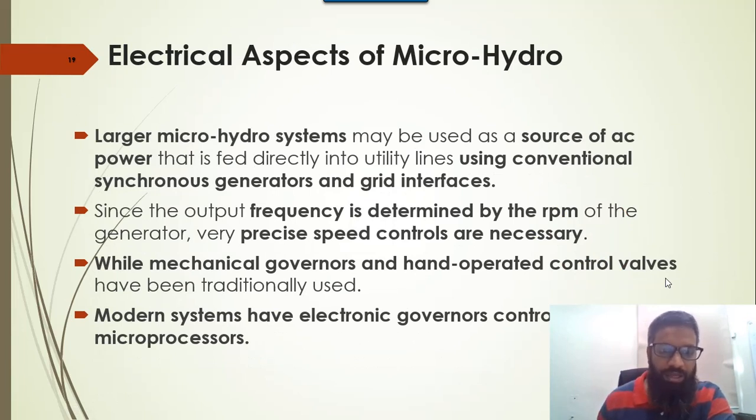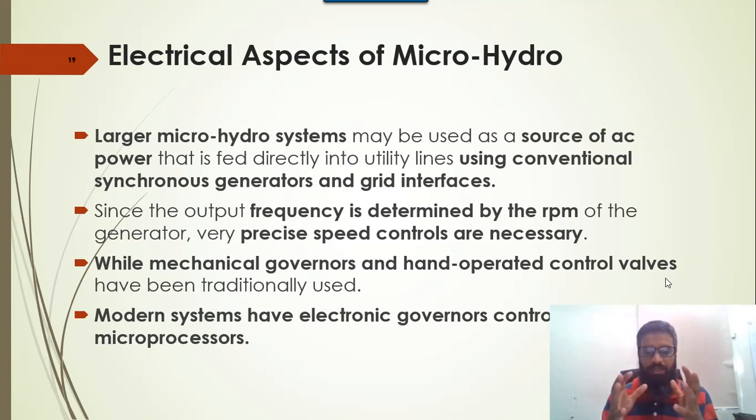Now, the large micro hydro system may be used as a source of AC power that is fed directly into the utility lines using conventional synchronous generator and grid interface. So, since the output frequency is determined by the RPM of the generator, very precise speed controllers are necessary.